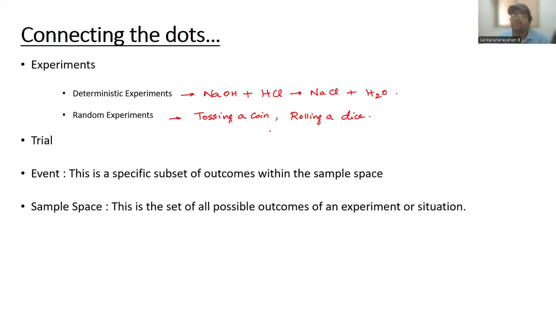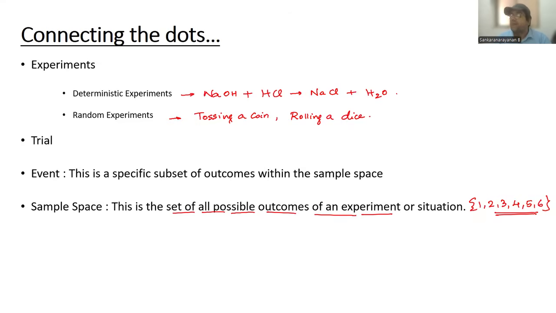Sample space, I should say, is reporting to the experiment. For example, when I am rolling a dice, if I consider the set of all possible outcomes, I may end up seeing a 1 or a 2 or a 3 or a 4 or a 5 or a 6. Okay. So this set of all possible outcomes, I call it the sample space.